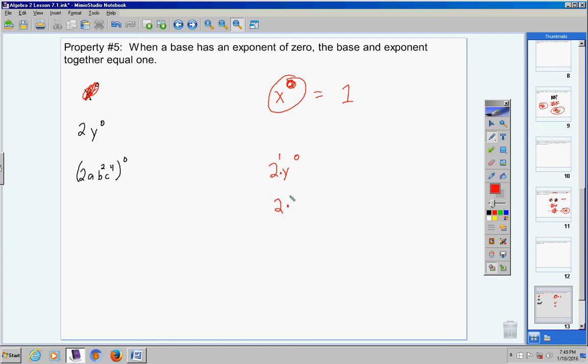Times, now what's y to the 0 power? Well, anything to the 0 power is just what? 1. Do you see how I did that? 2 to the 1 power is 2. Anything to the 0 power is 1. 2 times 1 is 2. Look at that. There we go. Okay. So one more problem and we're finished.